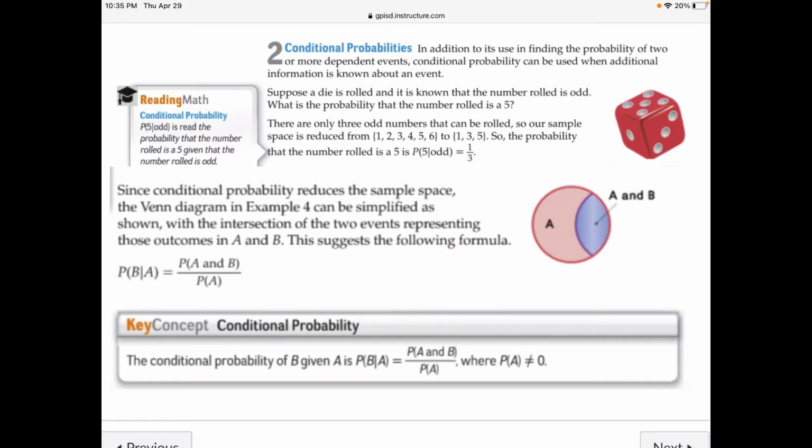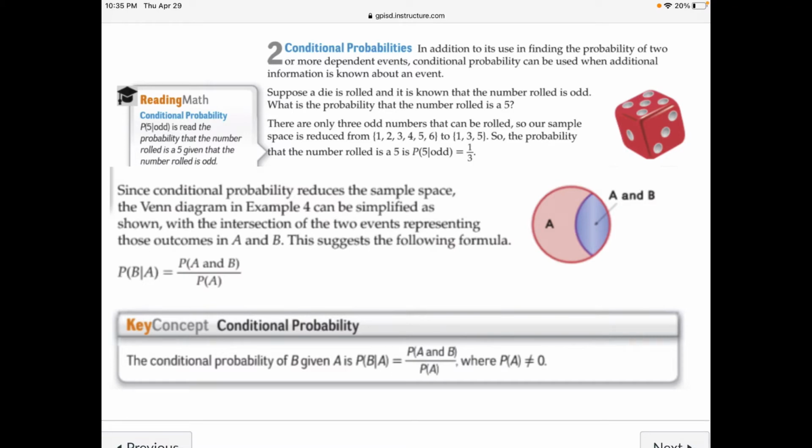Well, there are only 3 odd numbers that can be rolled. So our sample space is reduced, and that's the key point here. Instead of having a sample space of 6, 1, 2, 3, 4, 5, and 6, now they're only asking us about the odd numbers. How many odd numbers are there between 1 through 6? Well, there's 3. And how many 5s are there? 1. So then our probability is going to be 1 over 3 instead of 1 over 6.